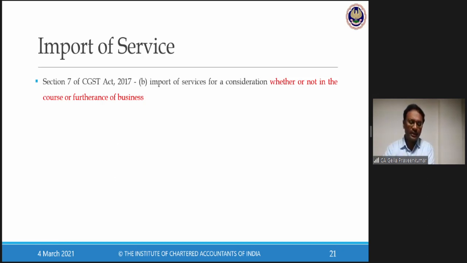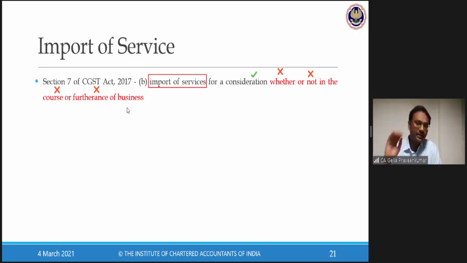My GST law, if you look into section 7, which talks about your supply. Under section 7, clause B, it says import of services for a consideration, whether or not in the course of furtherance of business, it is called as a supply. Here, import of service is important. What it says, for a consideration, whether or not in the course or furtherance of business. Here, section 7 says, whenever there is an import of service, it is called as a supply.